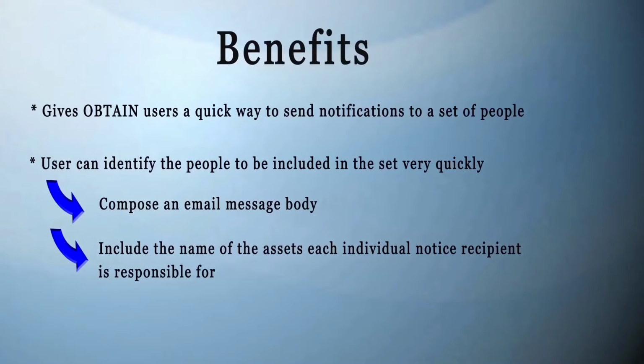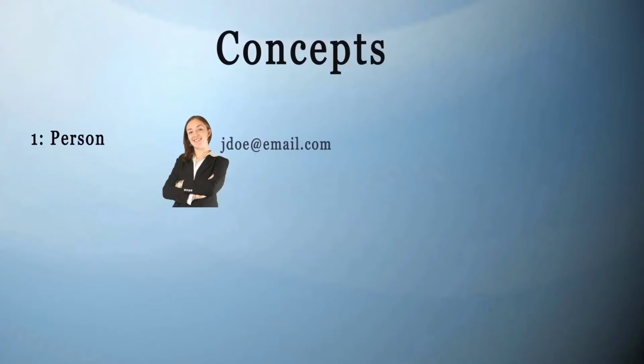In order to fully understand this feature, let's go over a few key concepts. Concept 1. Person. A person has an email address they want notifications sent to. That email address has to be defined in Obtain either manually or brought into the database automatically from Microsoft Active Directory. Notification contacts are Obtain user IDs. This means any person who needs to receive a notification must have an Obtain user ID with a valid email address.